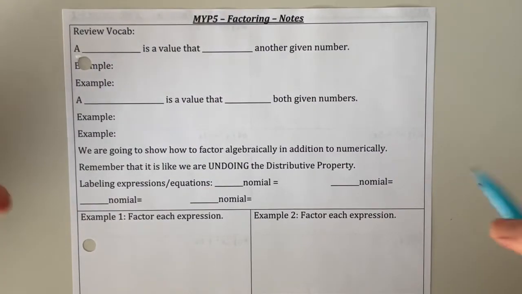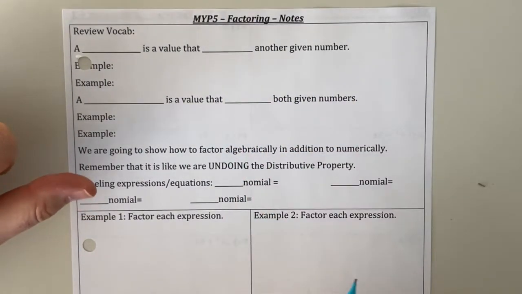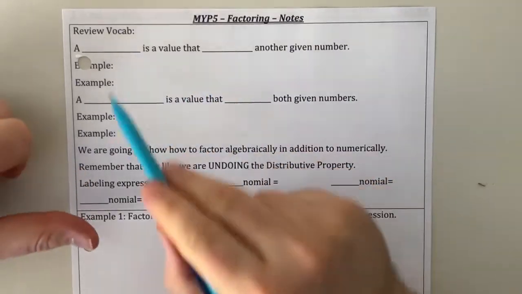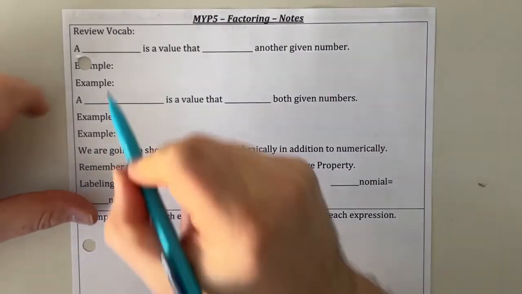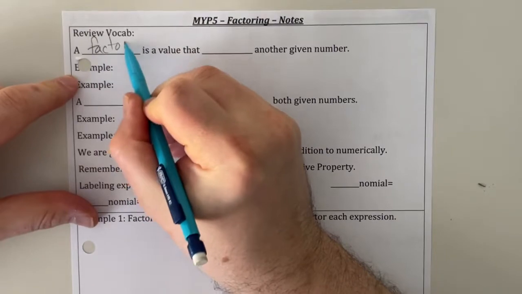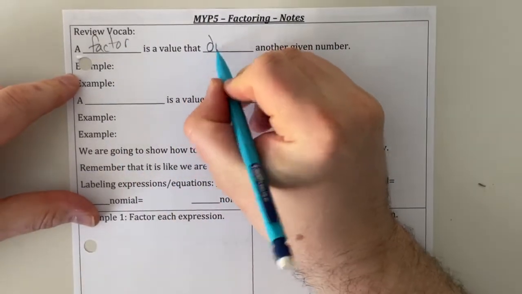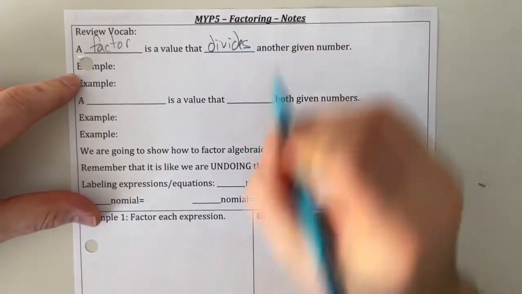And in this video, we're going to be working on some factoring and building some basic ideas with some review vocab first. So a factor is going to be a value that divides another given number.